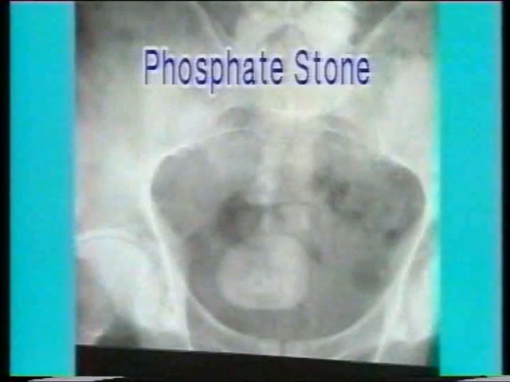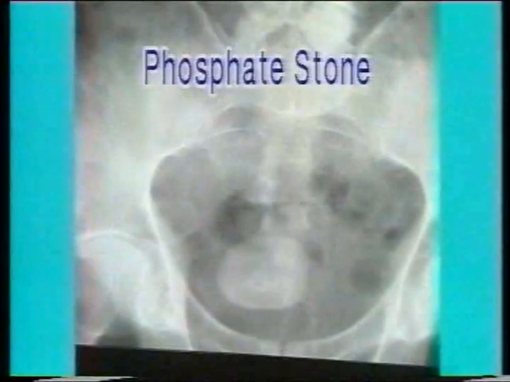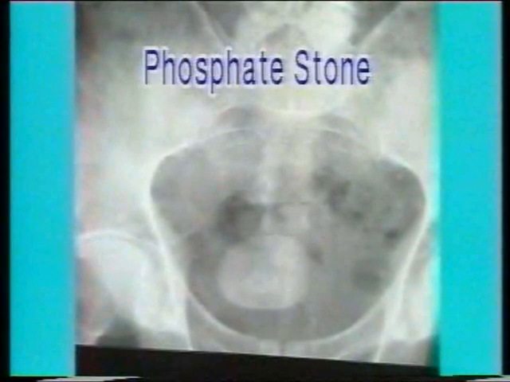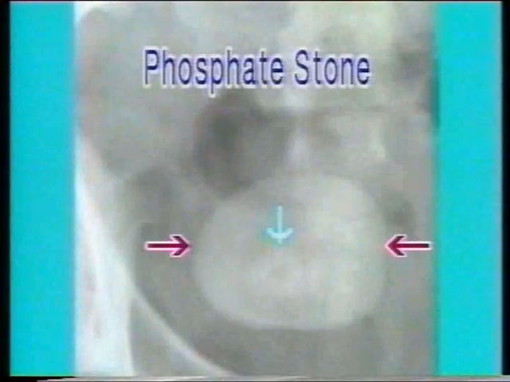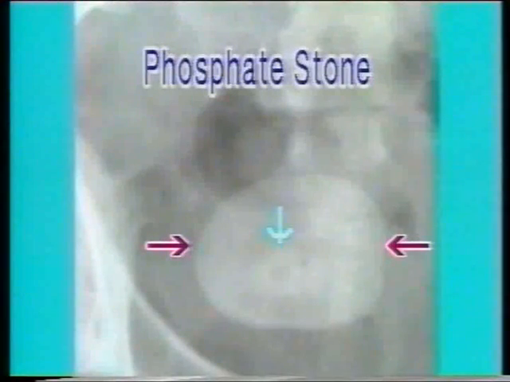Now this is a phosphate stone. Note the typical smooth and lamellated appearance of phosphate stones. They form in an infected urine and are deposited layer by layer. Hence they have a lamellated appearance. The vertical arrow points to a nidus around which the stone is formed.